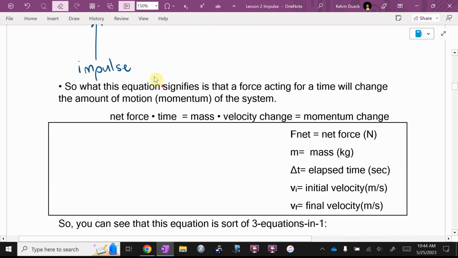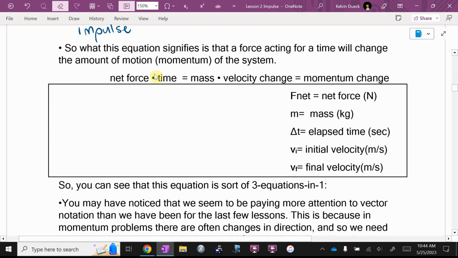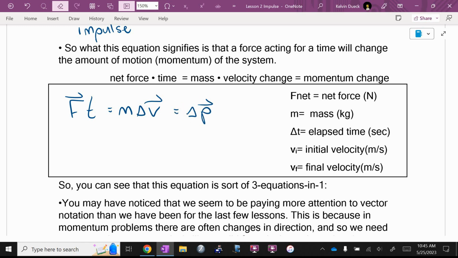Don't panic. So what this equation tells us is that a force acting for a time, if you push on something for some amount of time, that's going to make it accelerate, change its velocity. And either of those mean you have a change in momentum. It's the same equation we just wrote. I just put stuff in a different order.